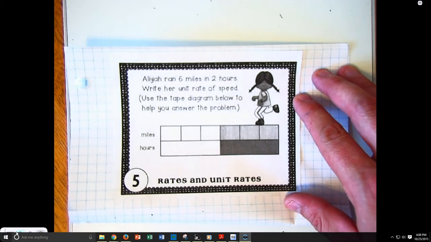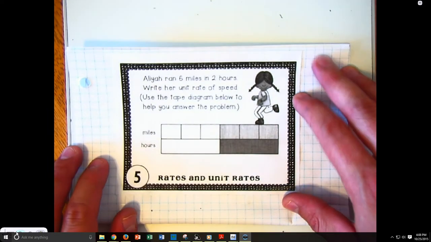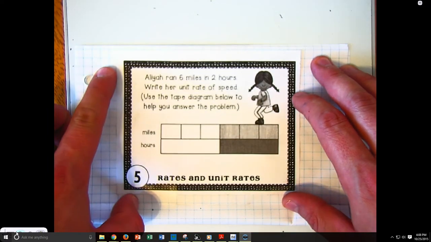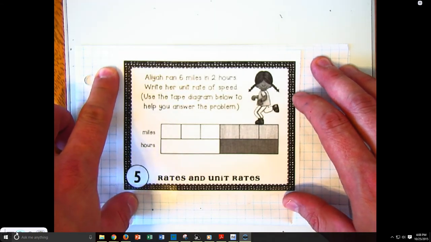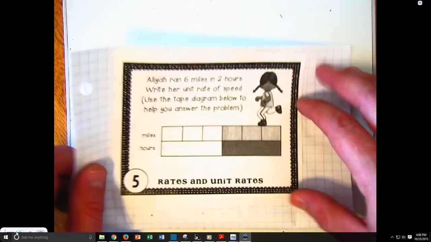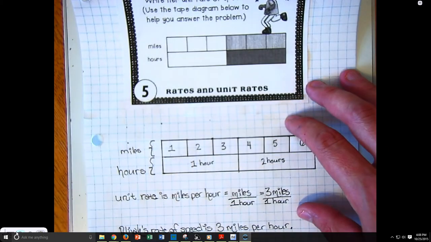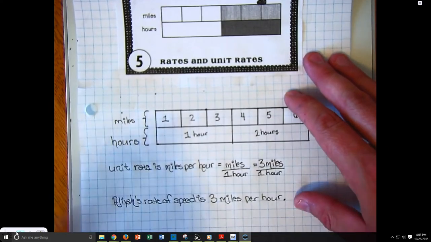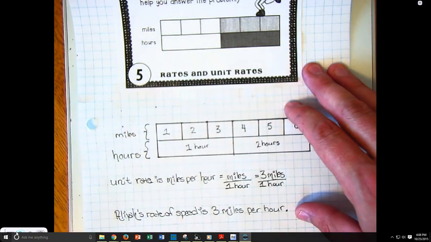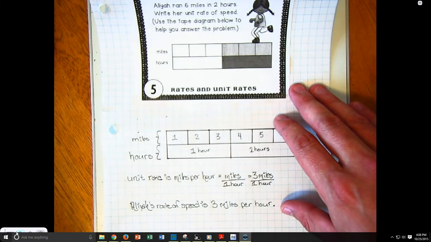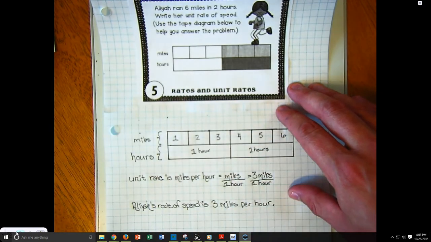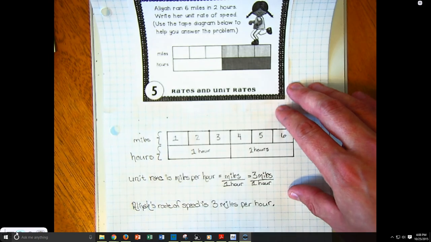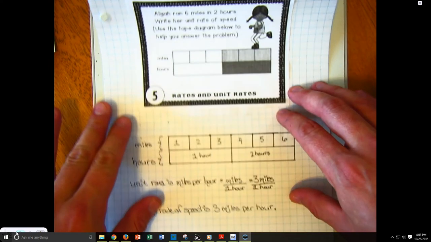Card number 5 says, Aaliyah ran 6 miles in 2 hours. Write her unit rate of speed. Use the tape diagram below to help you answer the problem. On your dry erase boards, you're going to recreate this bar diagram, because you're not going to be writing on any of these cards. You'll recreate the bar diagram like I did here, and then I filled it in. Here's how the bar or tape diagram is used.